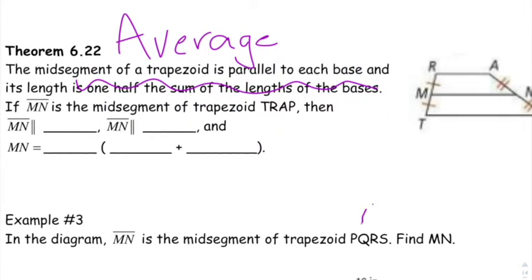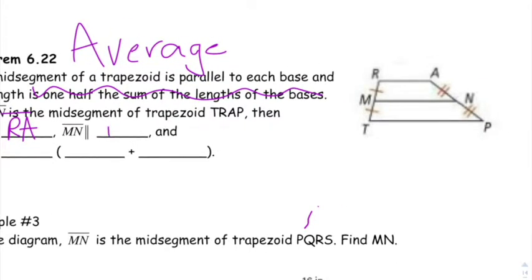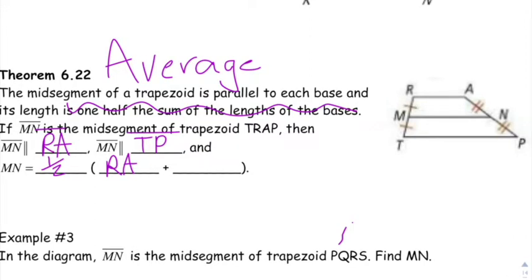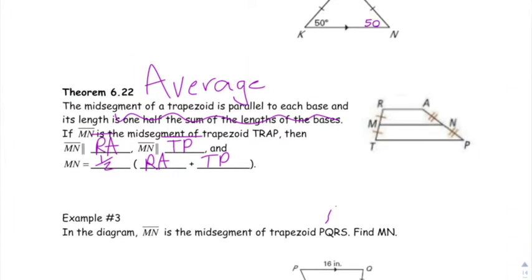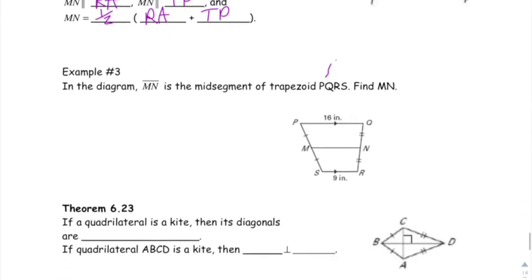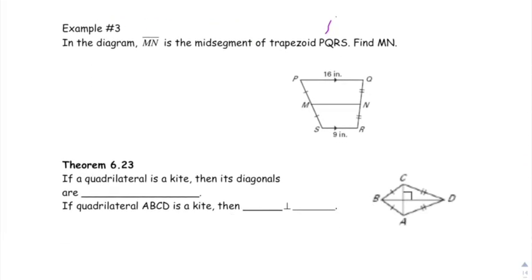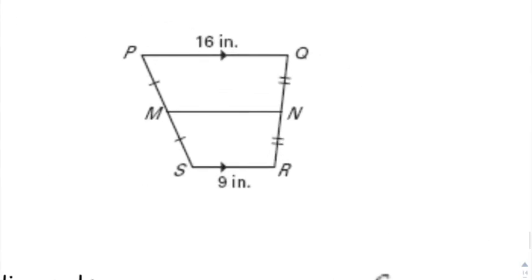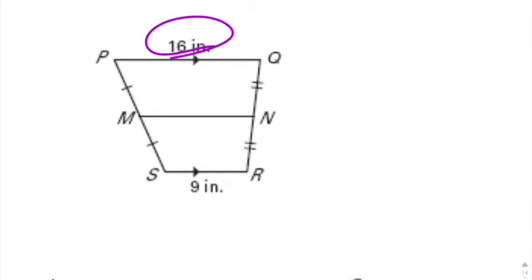So let's talk about what sides are parallel. MN is parallel to, I guess, RA, and then also, what is that, PT or TP? And then if you want to find the lengths here, you're going to go 1/2 the sum of the bases, or like we said, that's the average. So we'll actually apply this in this problem. They say find MN right there.